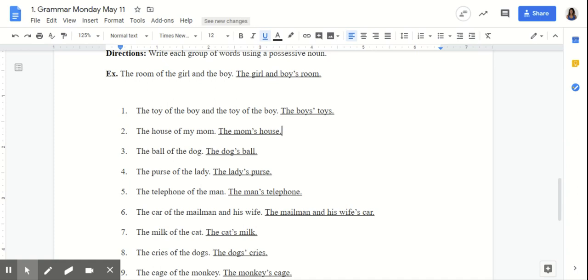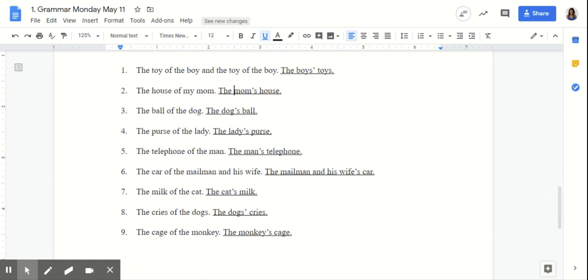Number two, the house of my mom. So there's only one person here, so we're showing ownership of the house. So that possessive noun mom is going to be changed to mom's house. So the mom's house. And then, of course, I have the apostrophe before the S because it's only one mom in this sentence and it's not multiple people that we're talking about. Number three, the ball of the dog, the dog's ball. So again, we're showing ownership of the ball and we're putting this possessive noun with the apostrophe S on dog, and it's only one dog.